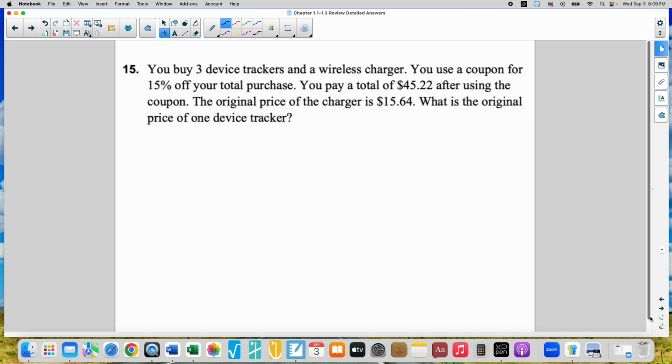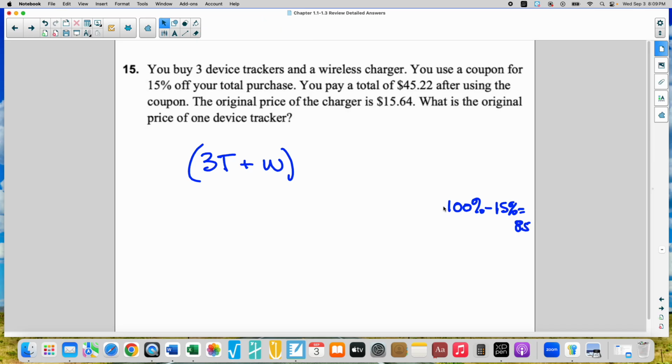Okay, so let's write a very general problem. We have 3 trackers plus 1 wireless charger. And then we're going to multiply that. We're going to take a coupon for 15% off. So if we have 100% and we subtract 15%, we're left with 85%. You see that? My total is going to be equal to 85% of the price. That's how much I have to pay.